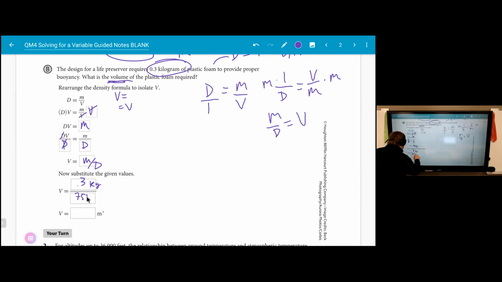75 kilograms per meter cubed. And if I do that, 0.3 divided by 75, double checking my math here, is 4 thousandths. 4 thousandths of a cubic meter.